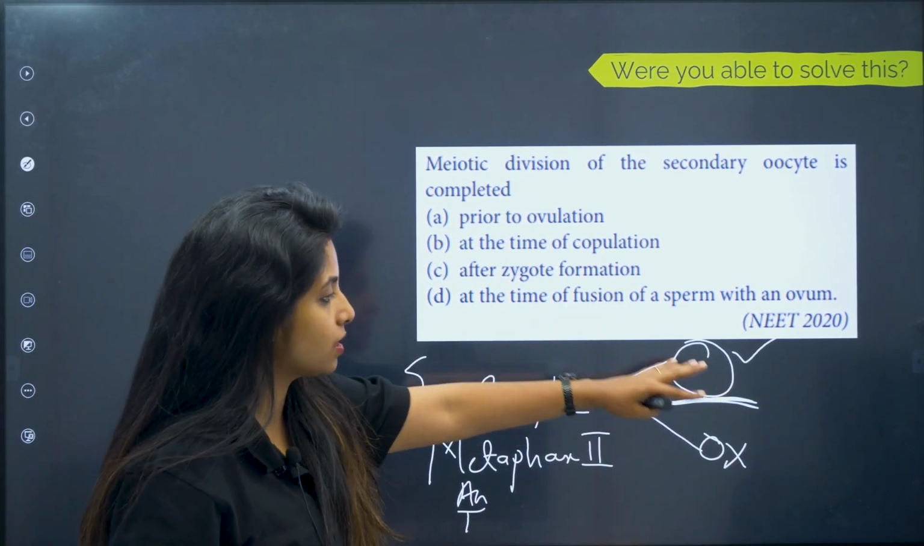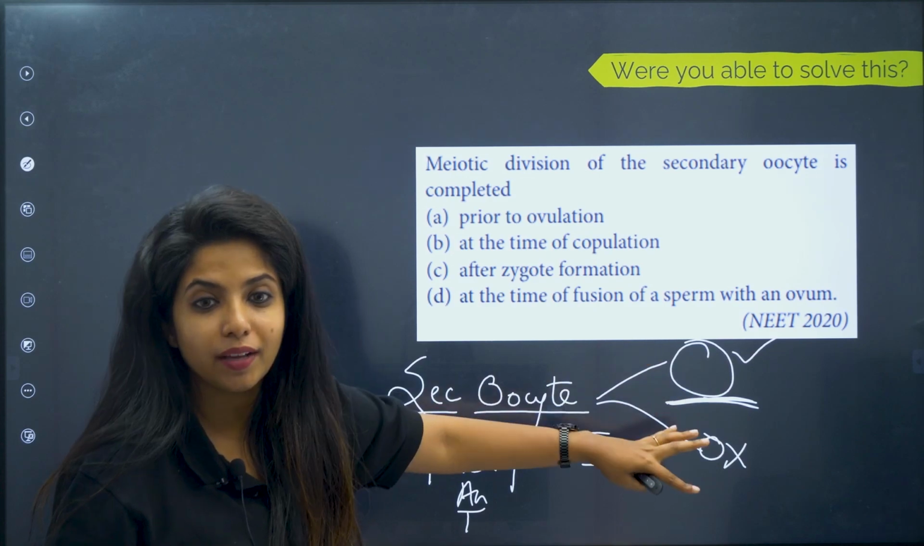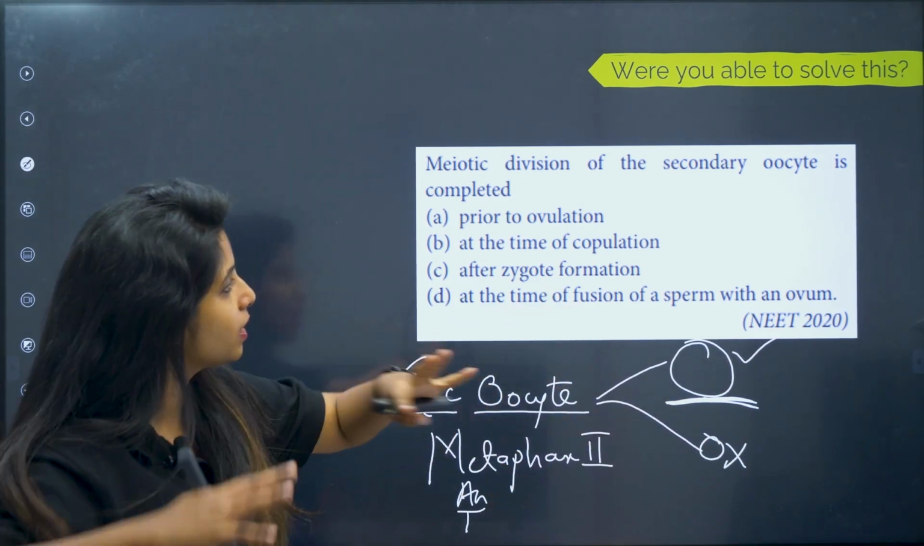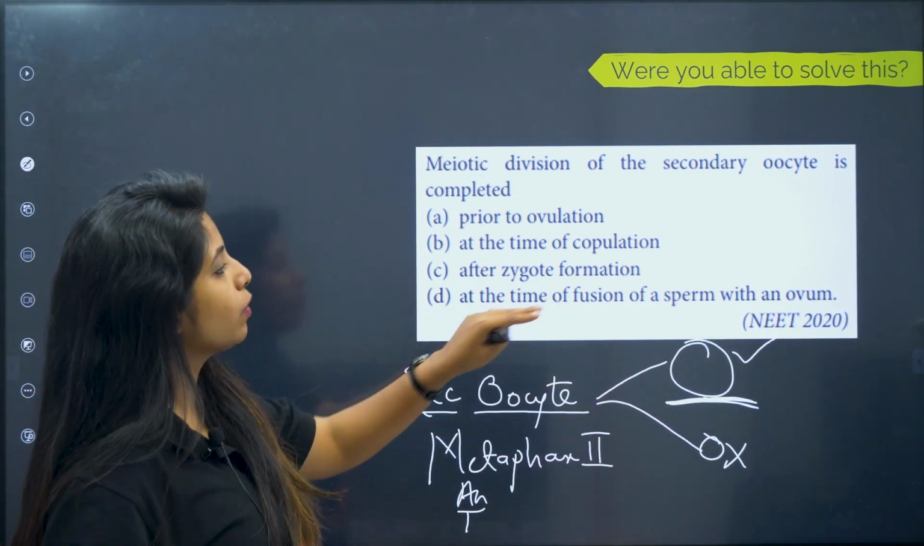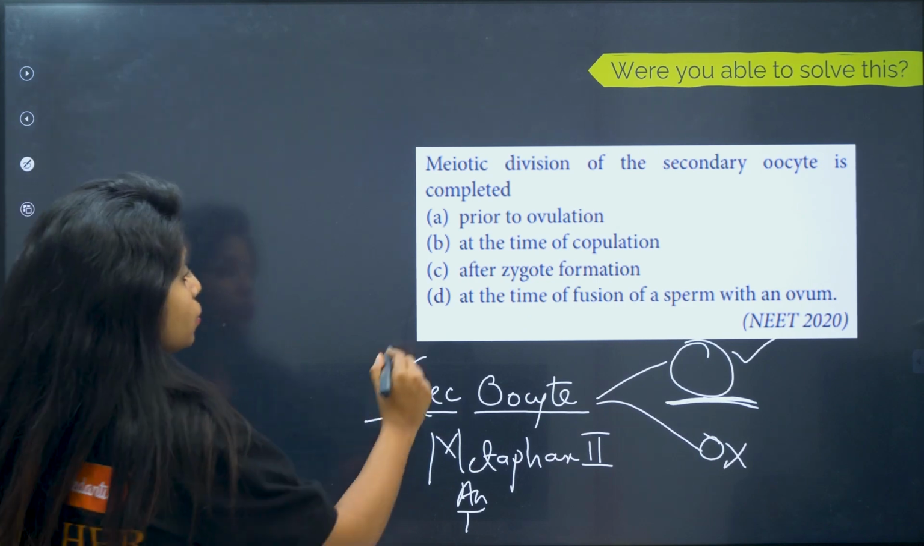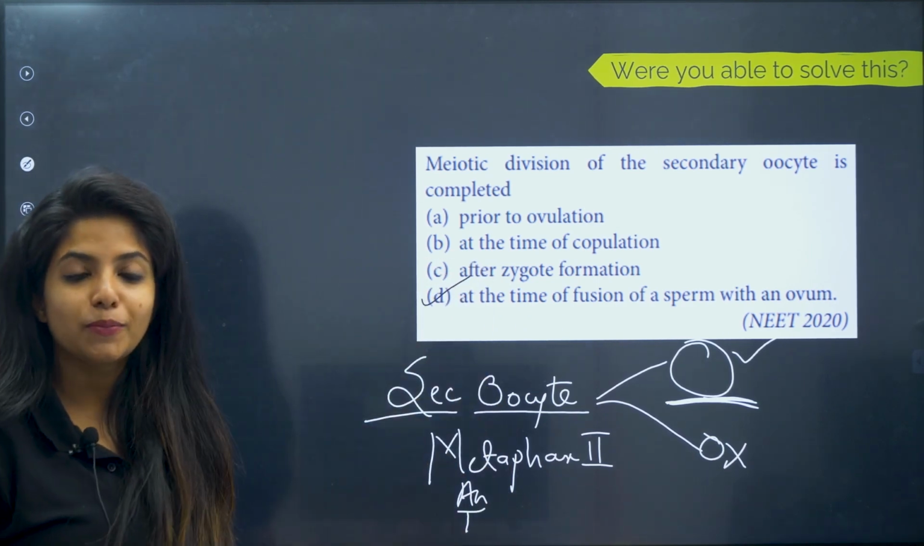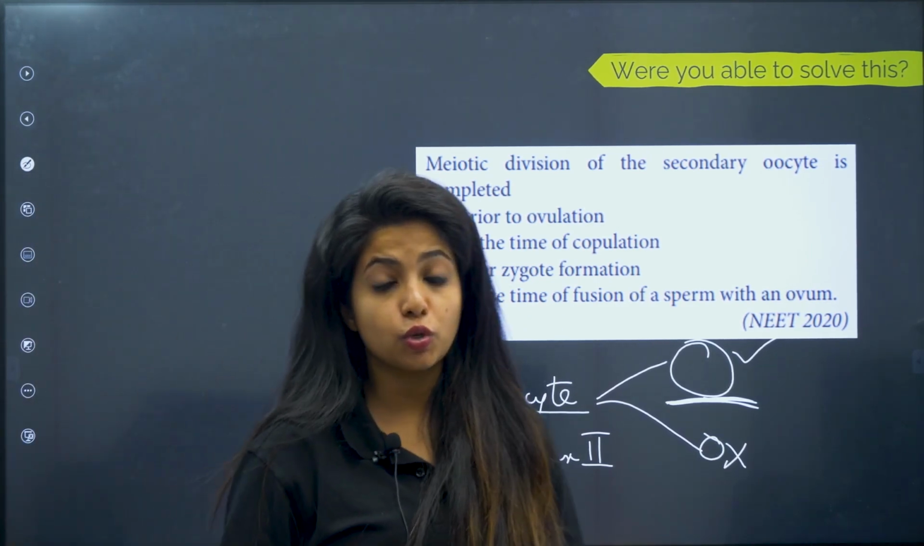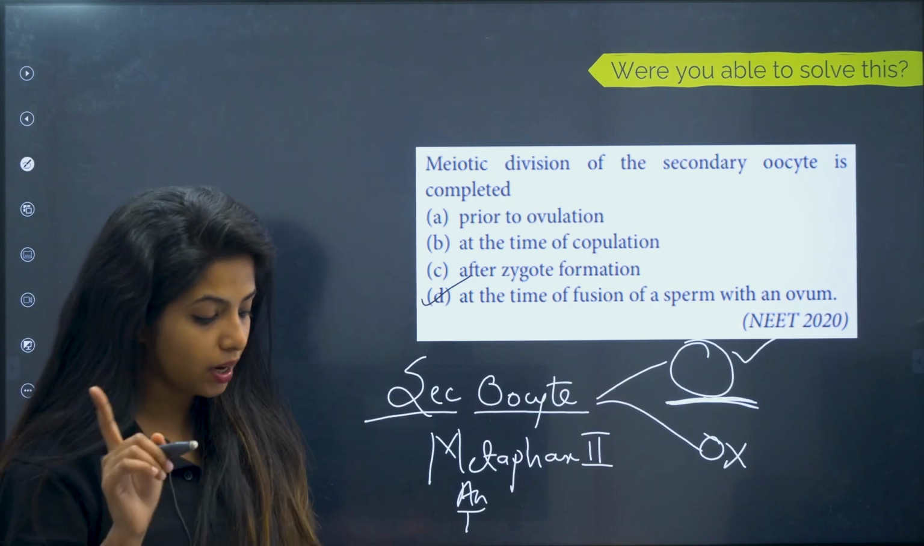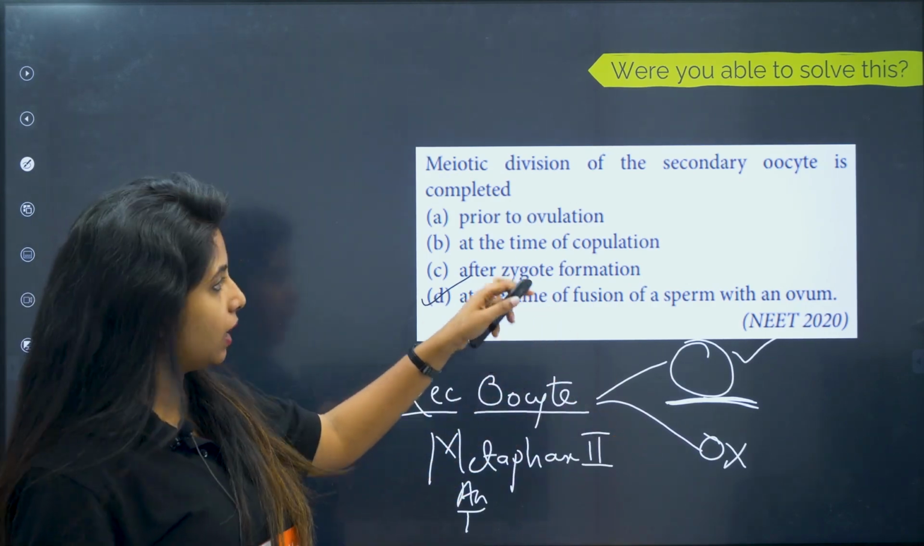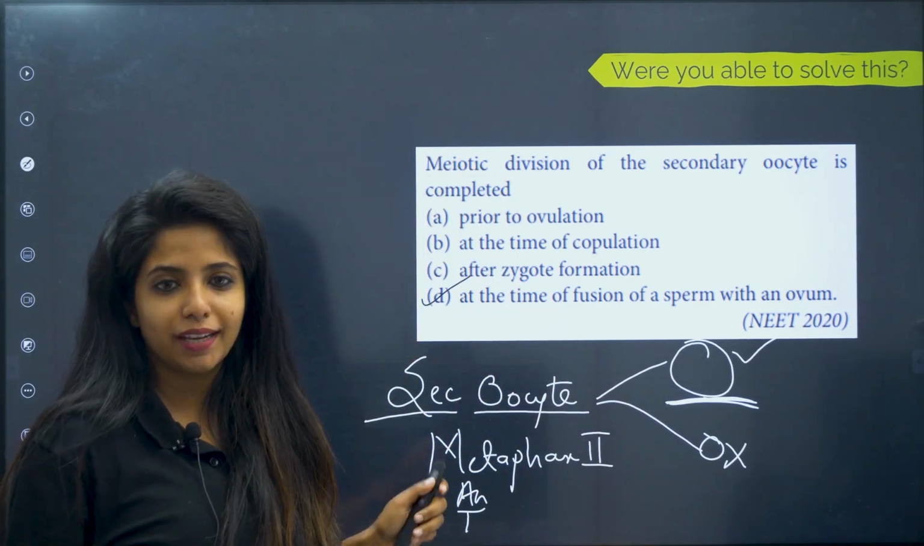So this division will occur, this meiotic division will be completed when? At the time of fusion of sperm with an ovum, that is during fertilization. I hope this is clear. This came in NEET 2020, not before that. So do not write anything else, that it happened prior to ovulation. No, nothing, it cannot happen.